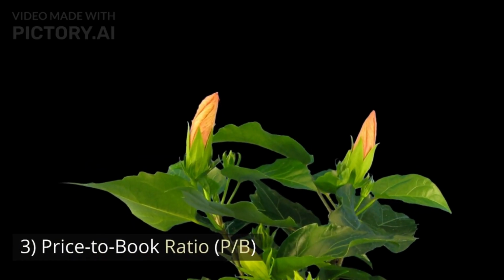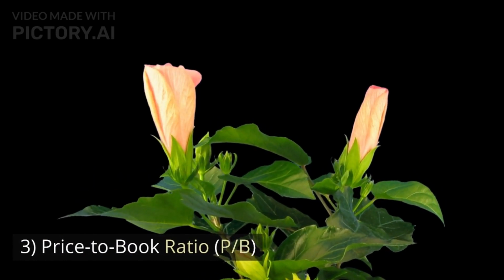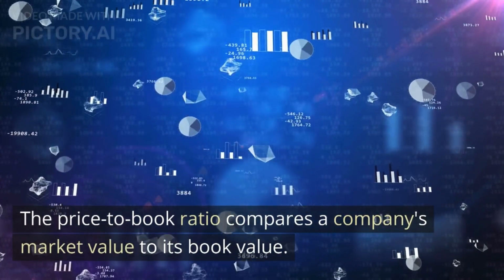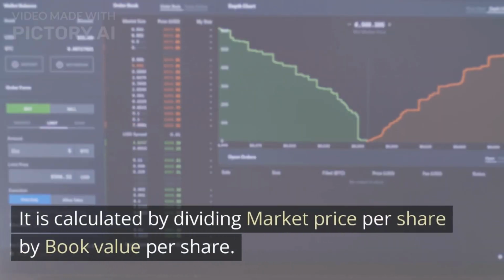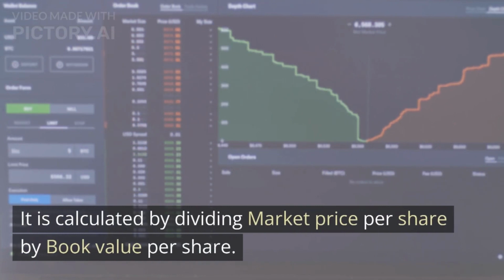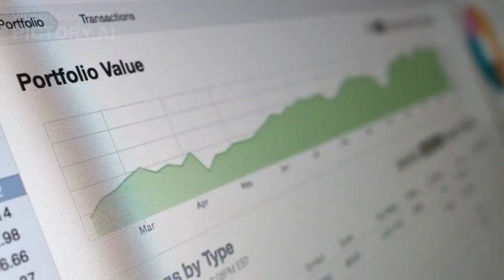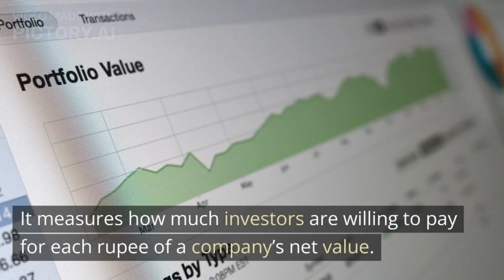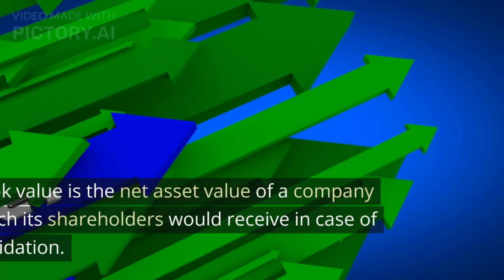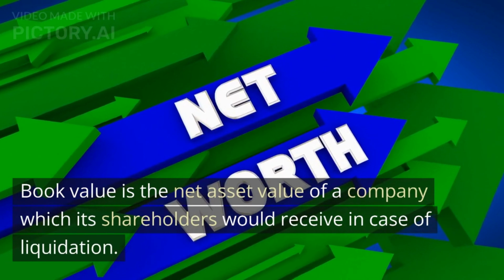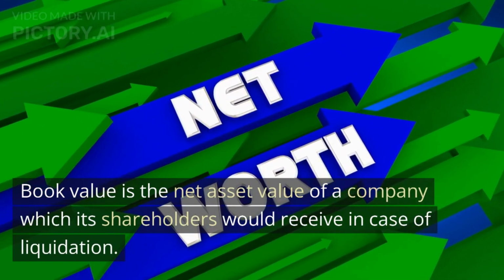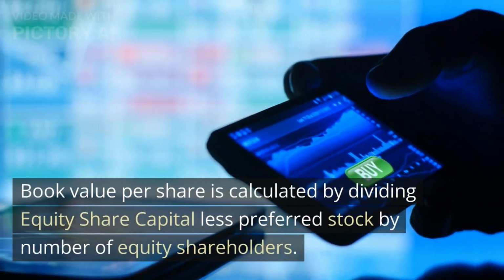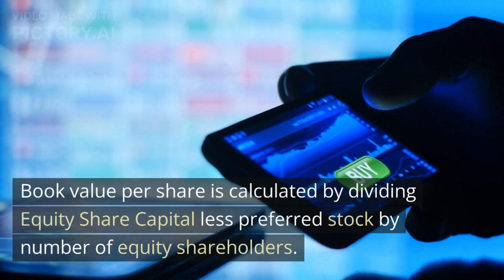3. Price to book ratio, P/B. The price to book ratio compares a company's market value to its book value. It is calculated by dividing market price per share by book value per share. It measures how much investors are willing to pay for each rupee of a company's net value. Book value is the net asset value of a company which its shareholders would receive in case of liquidation. Book value per share is calculated by dividing equity share capital less preferred stock by the number of equity shareholders.